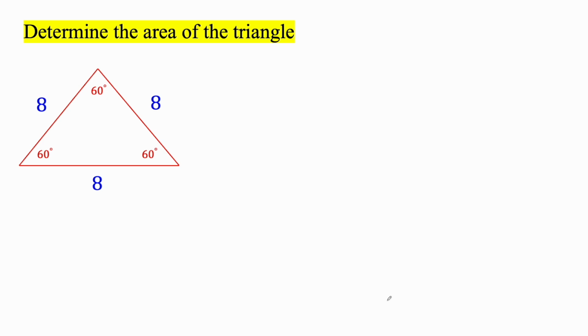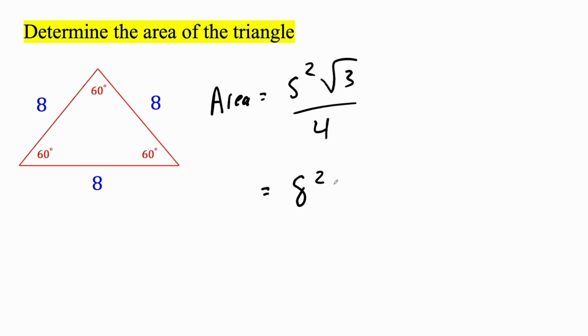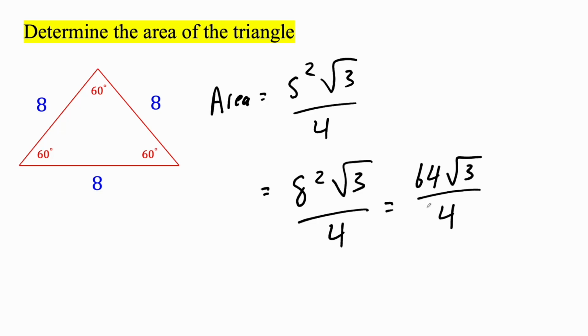And with that, let's solve this problem. We want to determine the area of the triangle. It's obviously an equilateral triangle. Each angle is the same and each side length is the same. So the area is going to be s squared, square root of 3 divided by 4. And we know our side length is 8, so we have 8 squared, square root of 3 divided by 4, which is equal to 8 squared is 64 times the square root of 3 divided by 4, and 64 divided by 4 will give us 16. So our final answer, the area is 16 times the square root of 3. And that's all we need to do for this problem.